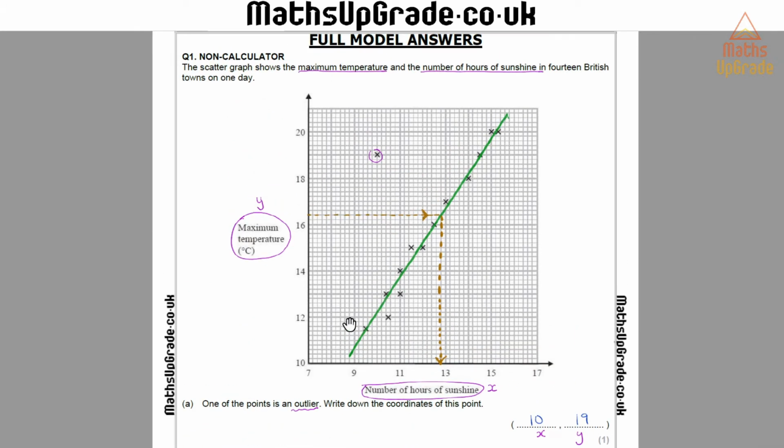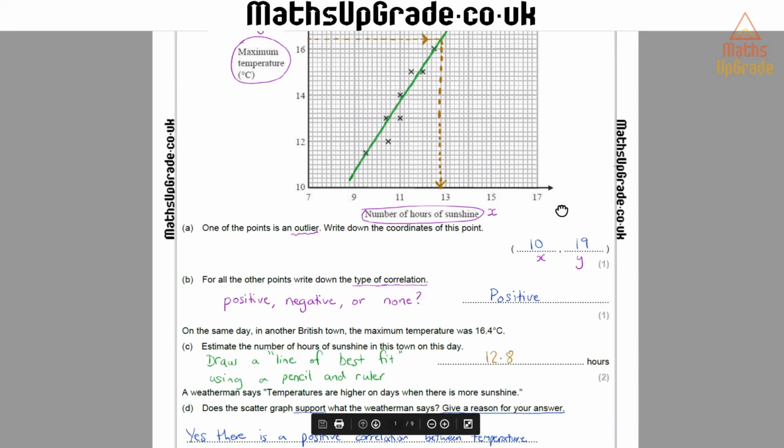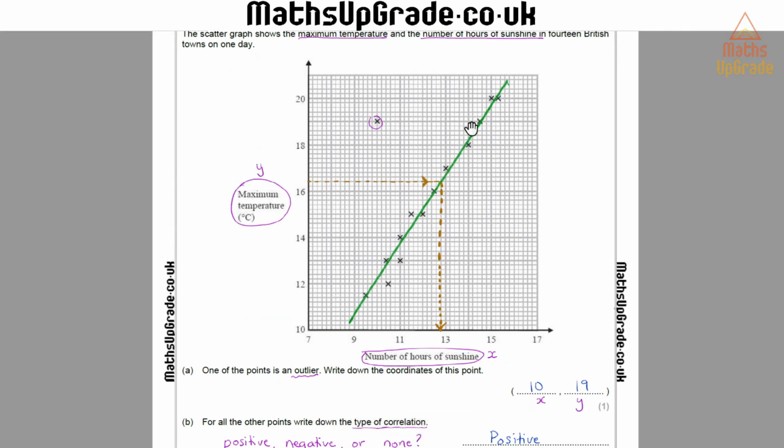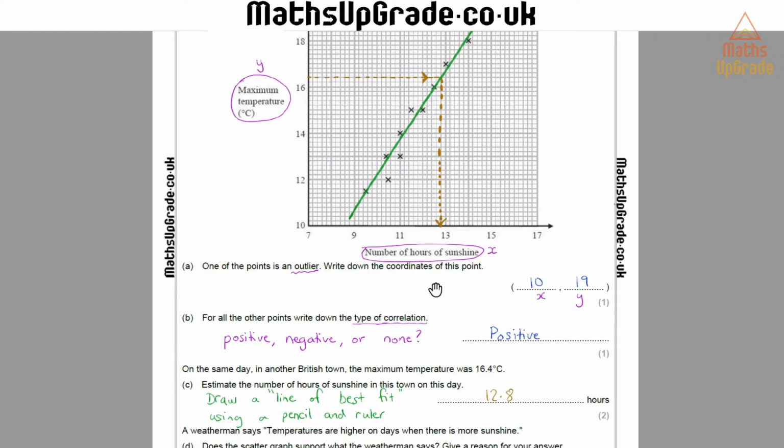So here's my line of best fit. You can see it's going through as many of the points as possible, and it's also got an equal number of crosses on either side of the line. 16.4 degrees Celsius is going from here, reach my line horizontally, go straight down and read off the value there. So for mine, it's around 12.8 hours. Yours may be slightly different depending on where you've drawn your line of best fit, but should be in that ballpark.